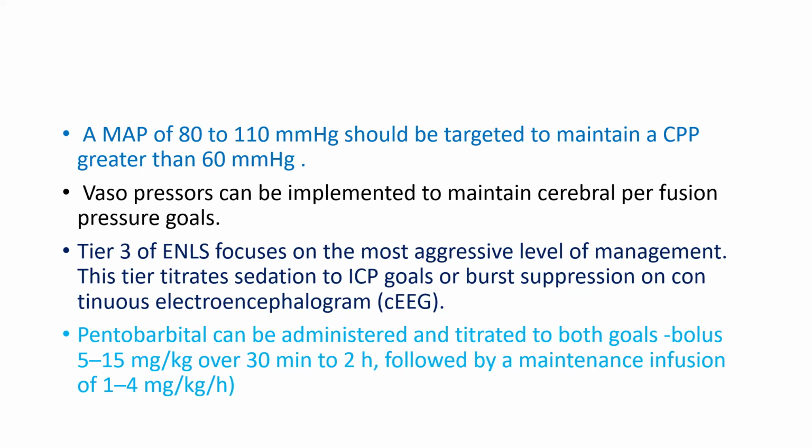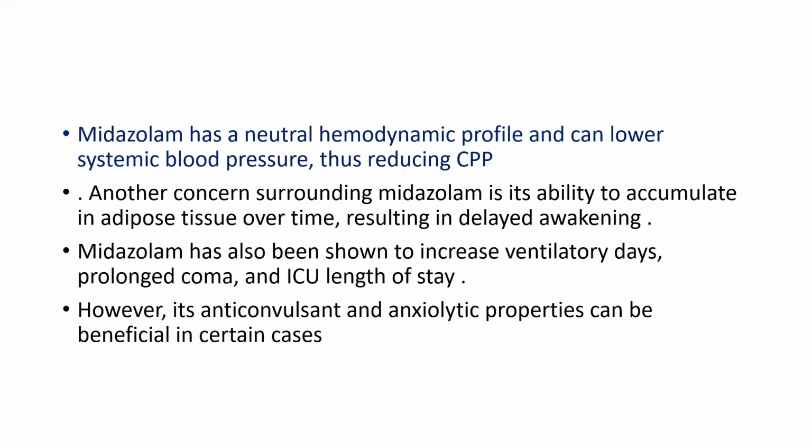Tier 3 focuses on most aggressive level of the management, and this tier titrates the sedation to ICP goal or burst suppression on continuous EEG. Pentobarbital can be administered and titrated to both goal bolus of 5 to 15 mg per kg over 30 minutes to 2 hours, followed by maintenance infusion of 1 to 4 mg per kg per hour. Midazolam has the neutral hemodynamic profile and can lower the systemic blood pressure, thus reducing CPP.